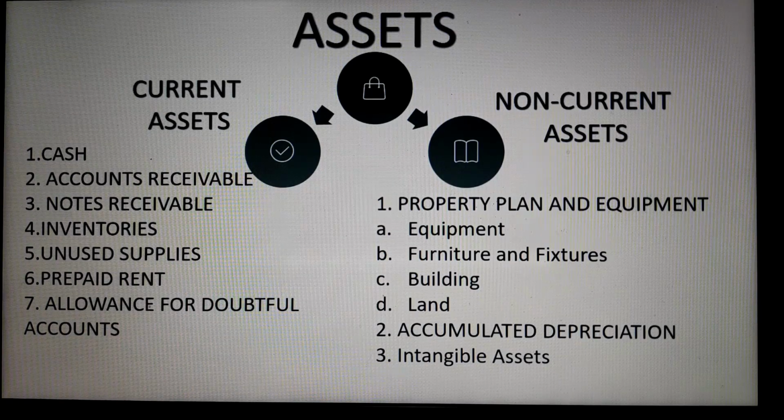In the non-current assets, we have the property, plant and equipment, accumulated depreciation, and intangible assets. In the property, plant and equipment, we have different property, plant and equipment. The ones included in our discussion are equipments, furniture and fixtures, building and land.